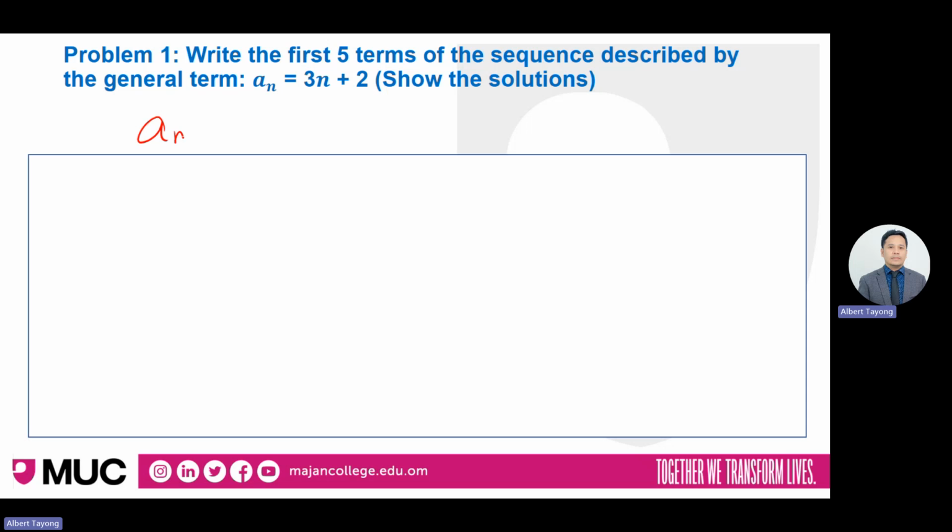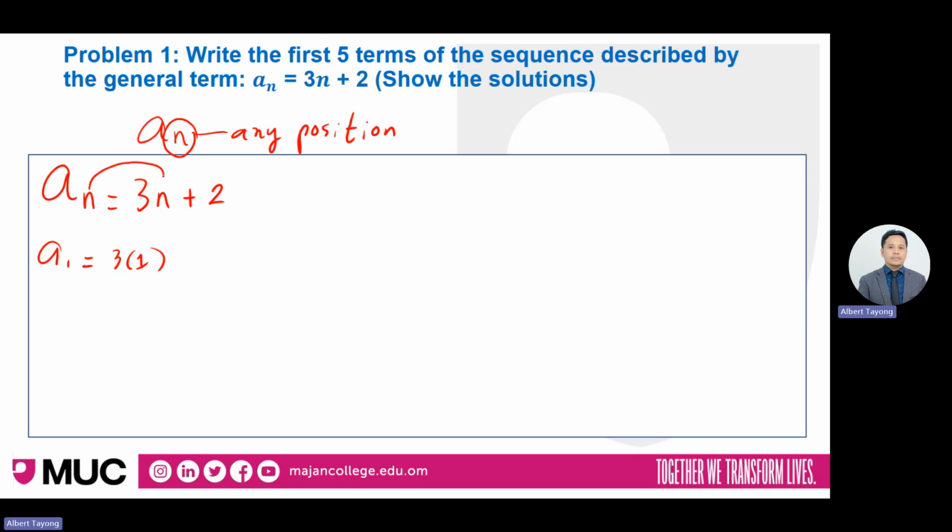Now a sub n is the general term where n is any position starting from a sub 1 until infinity actually. So basically to find the first term is to change our n to 1. So our original nth term is a sub n equals 3 times n plus 2. So the first term is very simple. We have to multiply 3 by 1. Whatever is the value here, it should be equal to the value of this n here.